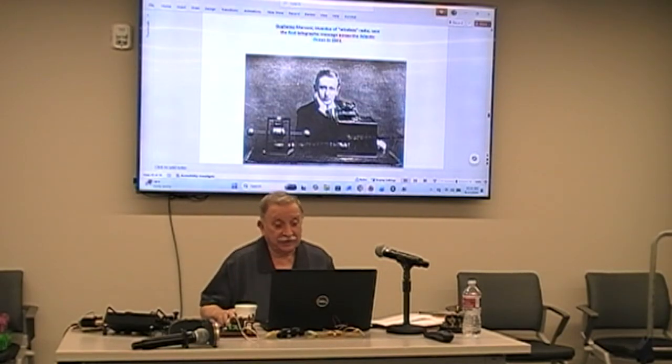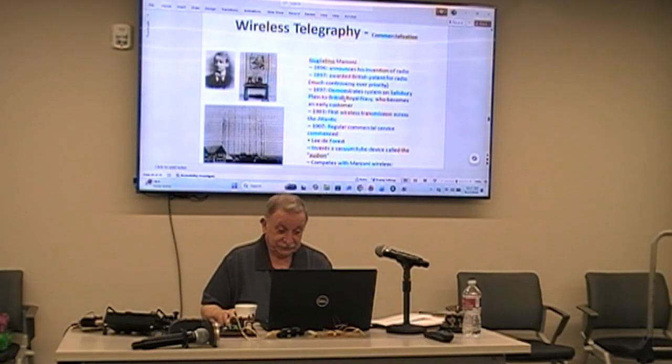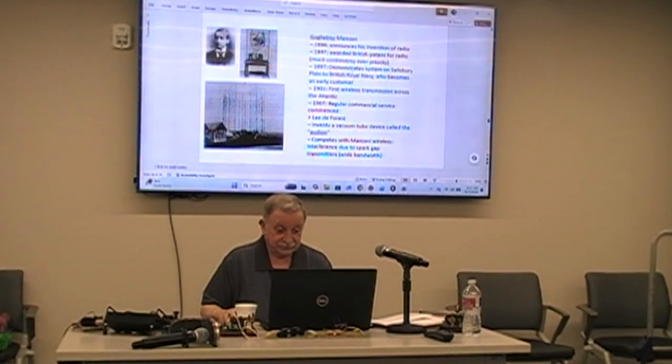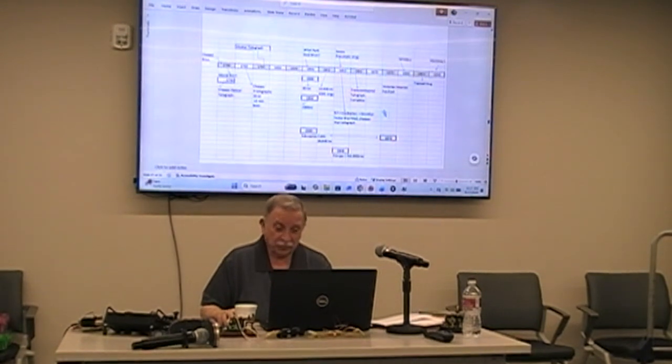Guglielmo Marconi invented wireless, or the radio system, in 1901. The first telegraphic message was sent across the Atlantic by wireless, by radio actually. You can see here on the bottom there are some very large towers. These are the towers that were set up on the East Coast to receive the message. Regular commercial service commenced wirelessly in 1907. There's more timeline.